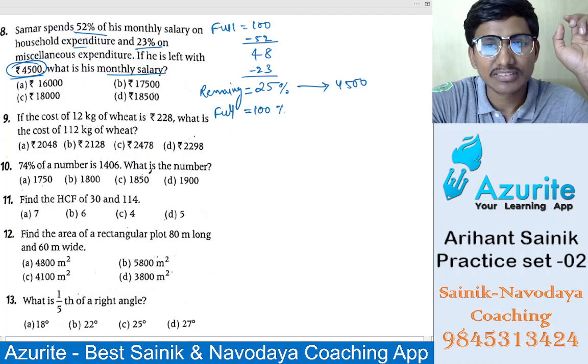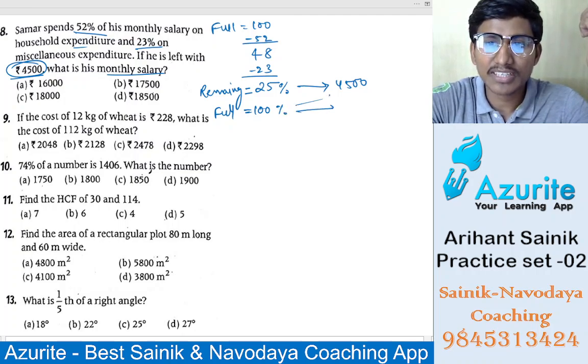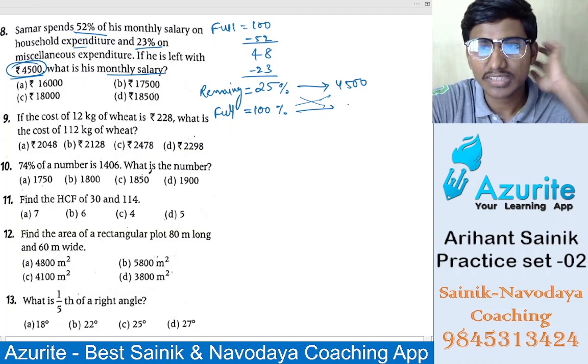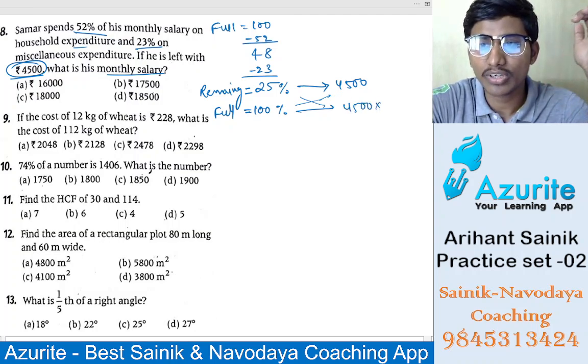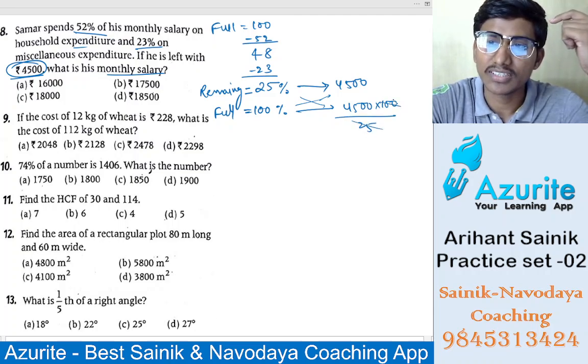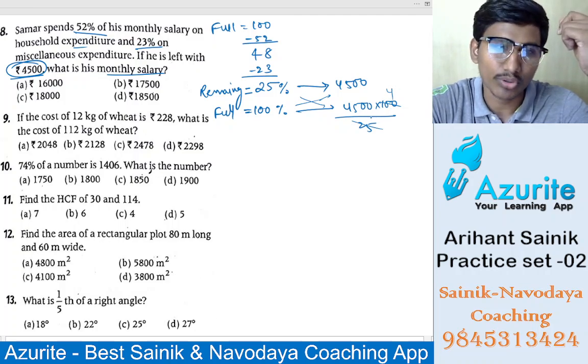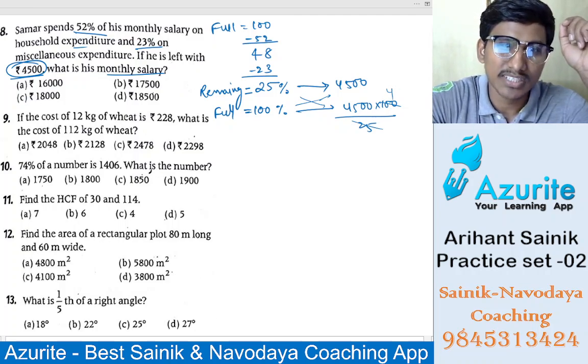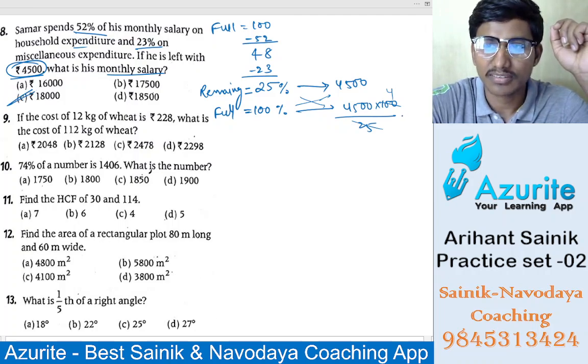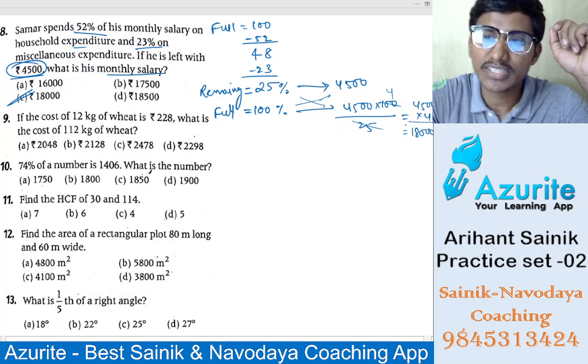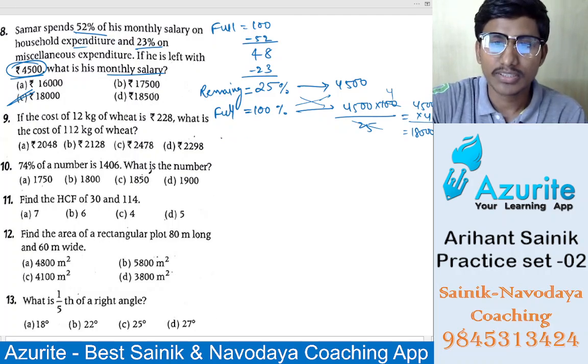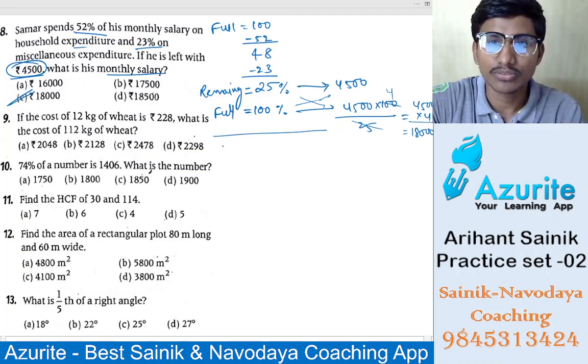100%. You cross multiply, you will get the answer. So 4,500 into 100 divided by 25. 25 fours are 100, so you multiply with 4, and it will be 18,000. Answer is option C. Right? So 4,500 into 4 is 18,000. Okay, understood?